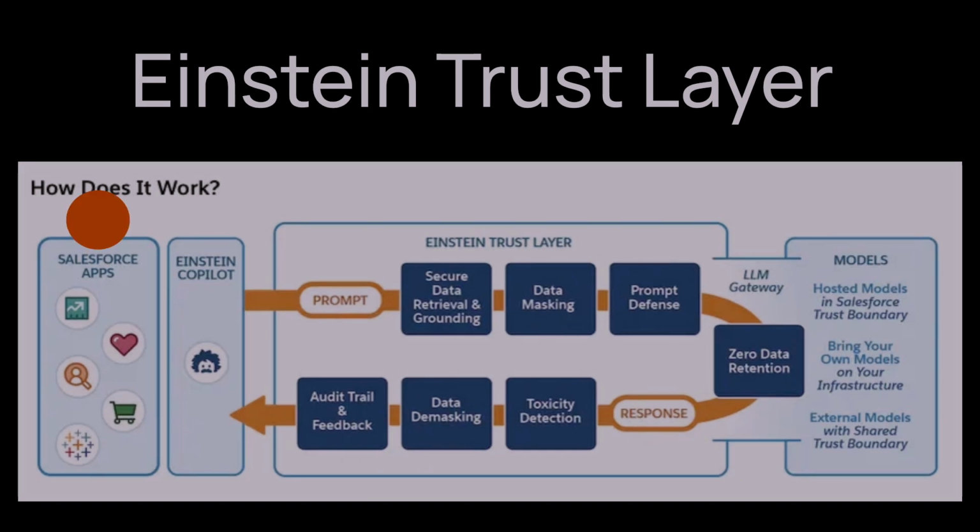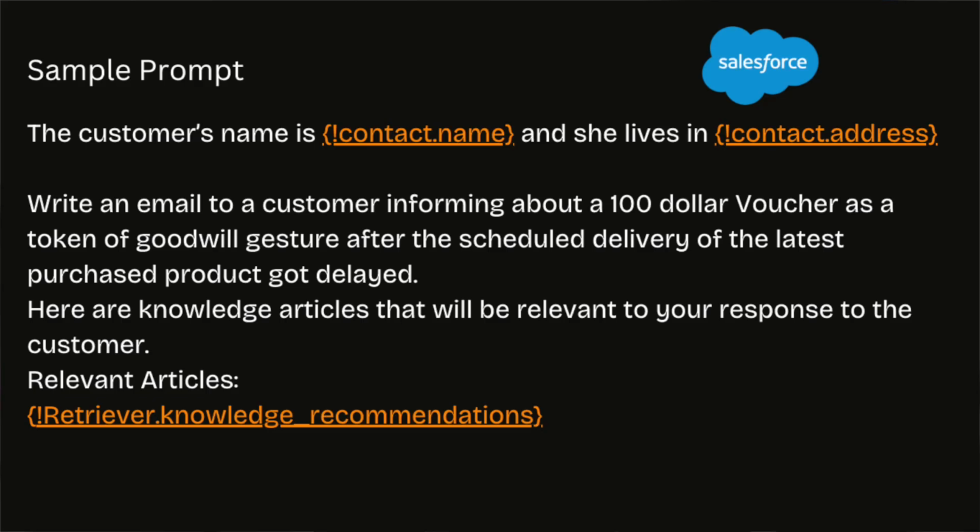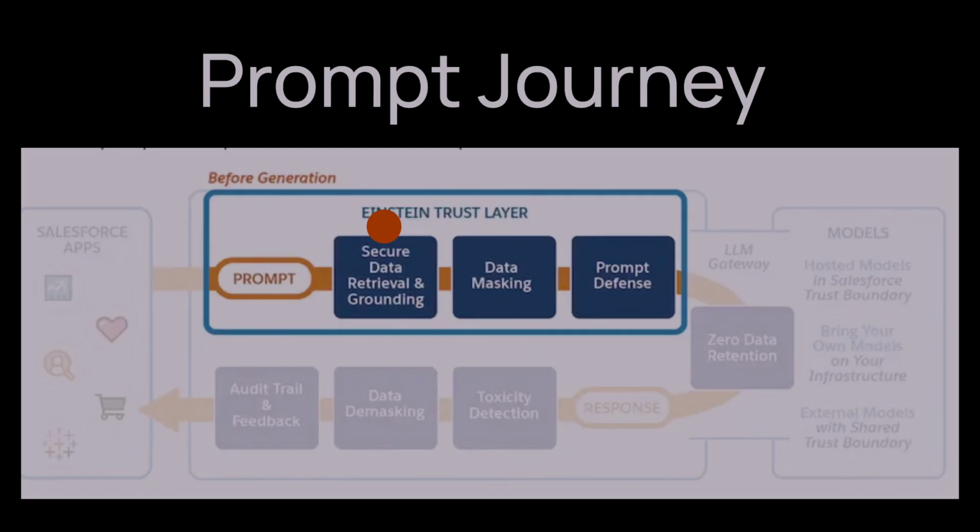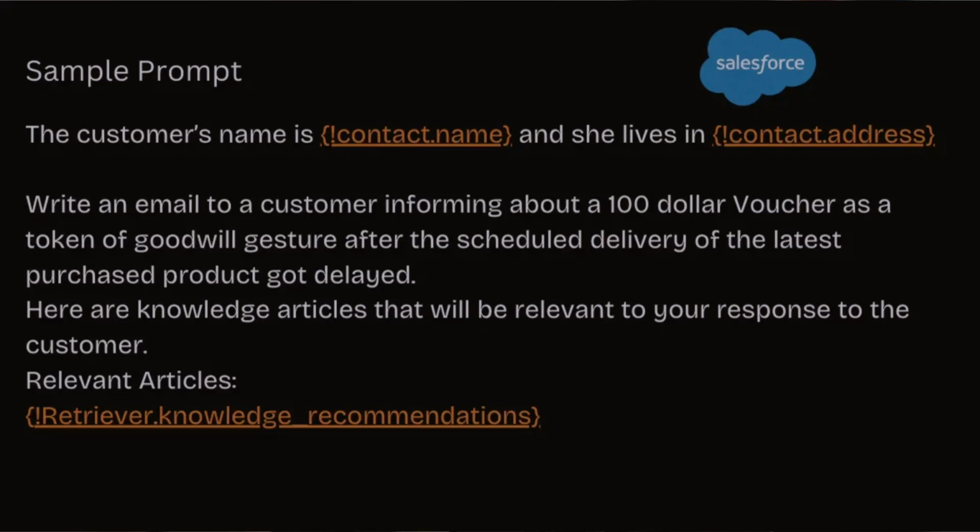Let's take a deeper look at this. You see on the left the box for CRM apps, which is the source of information to create a prompt. Going back to the same example we used earlier, the prompt looks something like this. The first step in the prompt journey, or the before generation phase, is secure data retrieval and grounding. If the prompt has merge fields like the one we used in this example, it will take the page context and fetch the relevant details from the Salesforce objects, contact in this case.